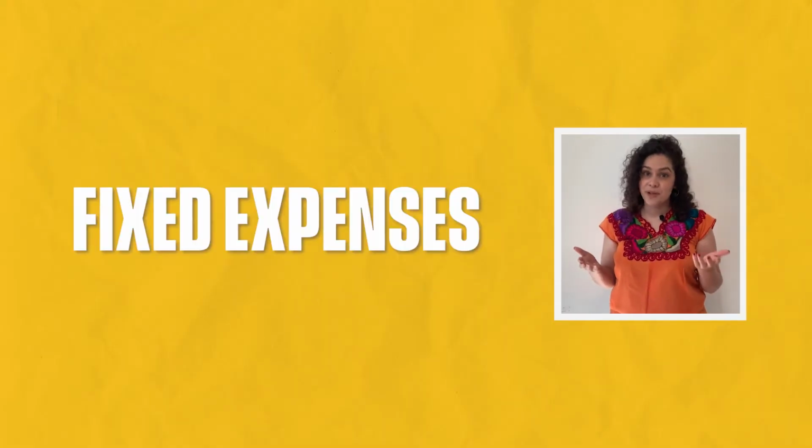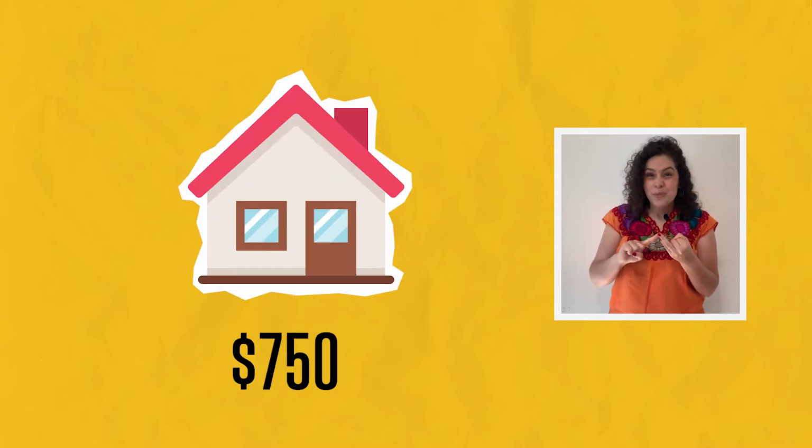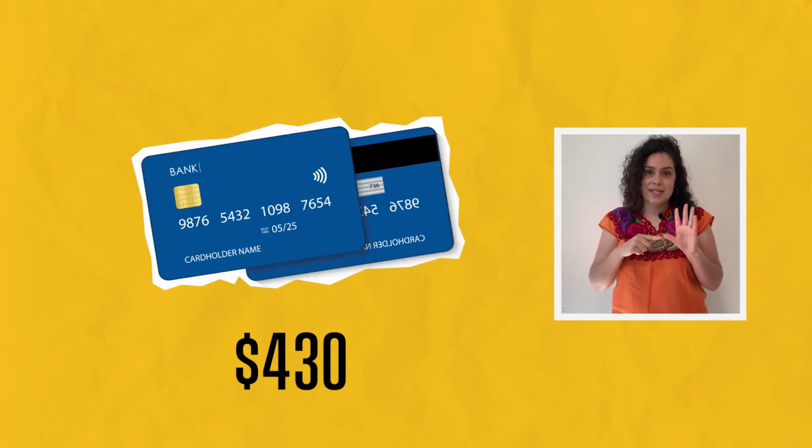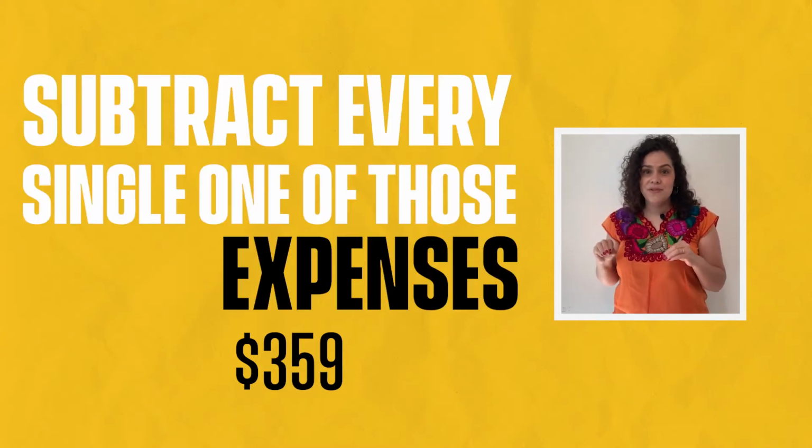You start off by subtracting your fixed expenses from your income. So you start to subtract how much you pay in rent or your mortgage, your car payment, your student loan payments, credit card payments. Subtract every single one of those expenses that's the same amount each month, your fixed expenses. And then you start to subtract your flexible expenses.